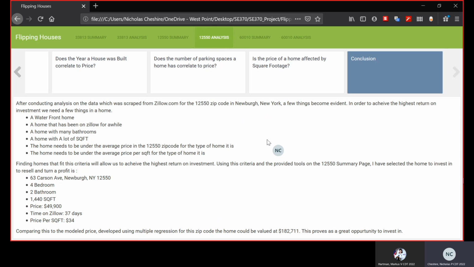So in conclusion, what we found here is we need to meet all the same requirements we found in 3313 besides bedrooms. So we're just looking at bathrooms, no bedrooms, and all the same requirements. What we found is 63 Carson Avenue. It's listed right now for a price of $49,000. Price per square foot is $34. And using our multiple linear regression model, we came up to a price of $182,711, leaving almost $150,000 there for profit minus renovation costs.